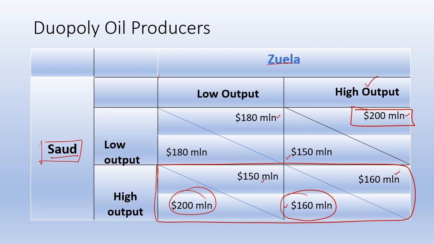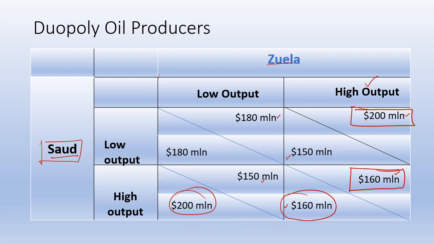high output. Circle that. And now look for these cells, out of these four cells, where both numbers are circled. Where both numbers are circled, that is going to be the Nash equilibrium of this game. However, this Nash equilibrium is also a dominant strategy equilibrium because each player has a dominant strategy of producing high output regardless of what the opponent does.